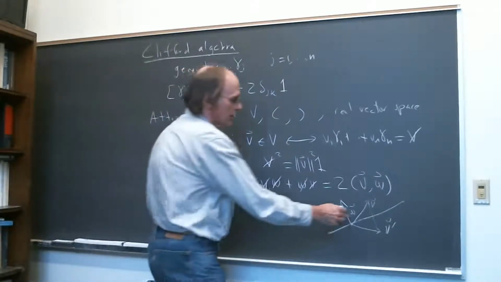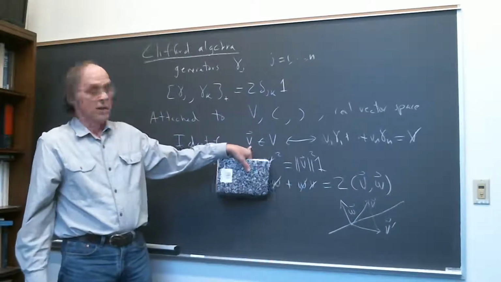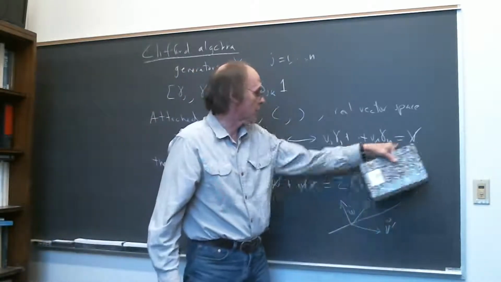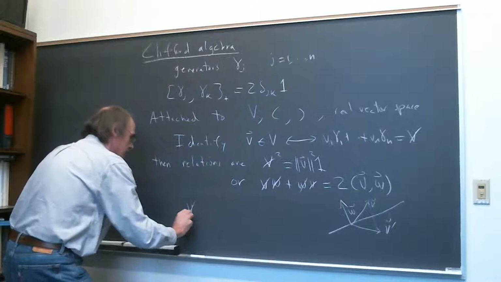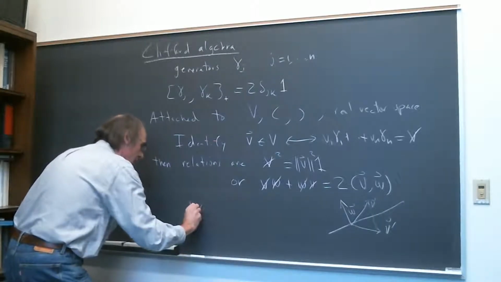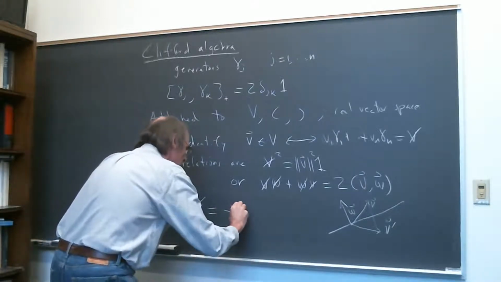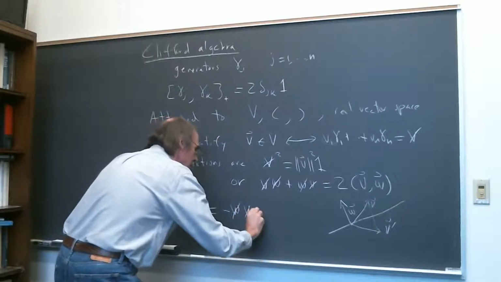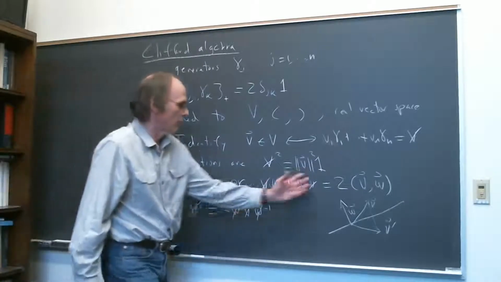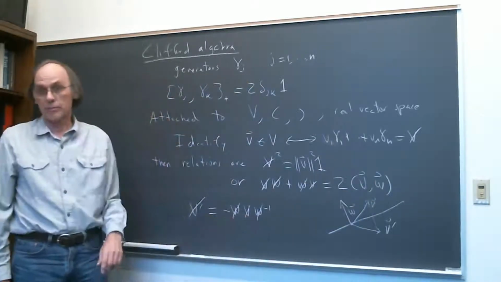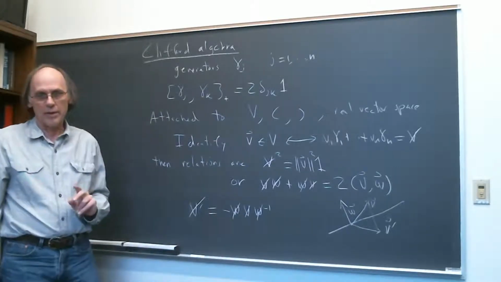And if you do some simple geometry, find the formula for this, and rewrite everything using this identification, writing all these vectors in terms of Clifford algebra elements, what you find is that v prime slash is minus w slash v slash w slash inverse. Okay, so reflection is given by conjugation, with a weird minus sign here. Watch out.